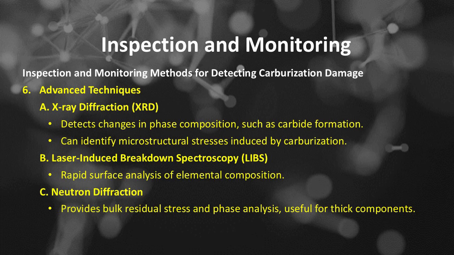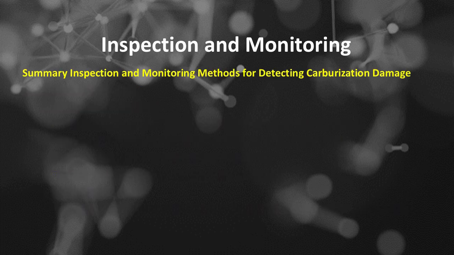Number 6 of inspection and monitoring methods for detecting carburization damage: advanced techniques. Number A of advanced techniques is X-ray diffraction, or XRD, which detects changes in phase composition, such as carbide formation, and can identify microstructural stresses induced by carburization. Number B is laser-induced breakdown spectroscopy, or LIBS, for rapid surface analysis of elemental composition. Number C is neutron diffraction. Provides bulk residual stress and phase analysis, useful for thick components. Summary: inspection and monitoring methods for detecting carburization damage.